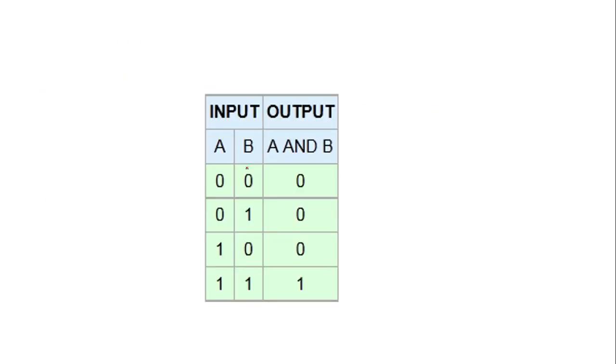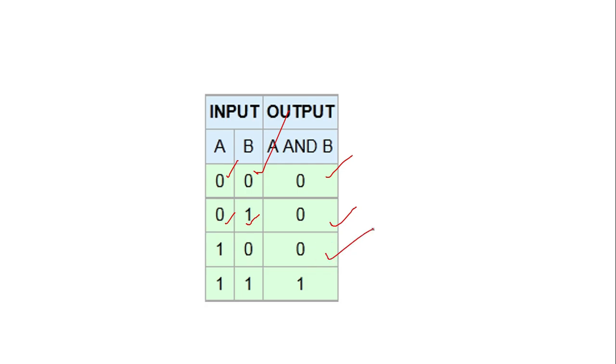So this is the truth table of AND. See, if the first statement is true and the second statement is false, the output will be false. If any one of the statements, either the first statement or the second statement, is false, then the result is false.